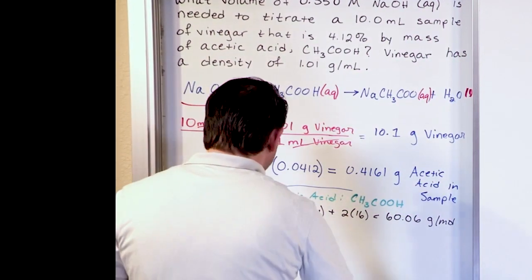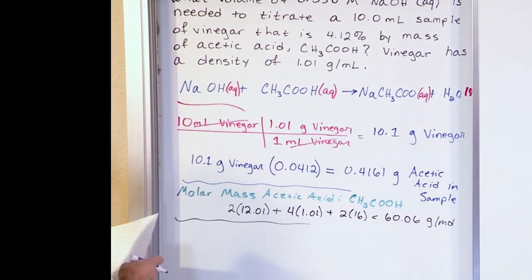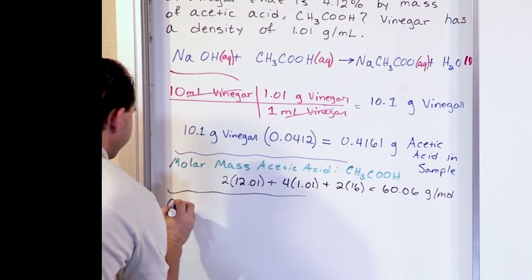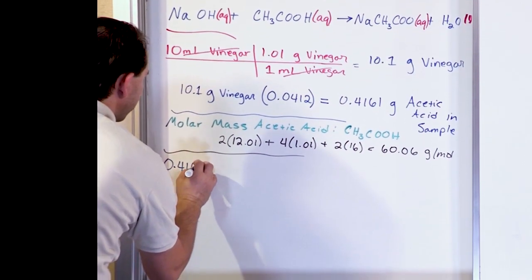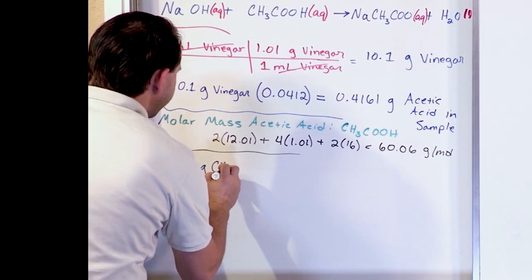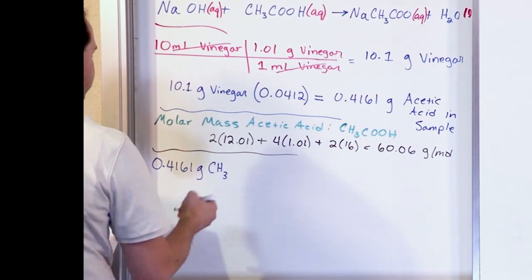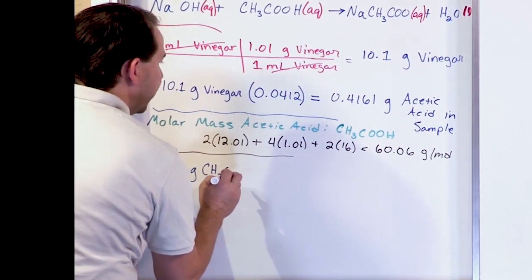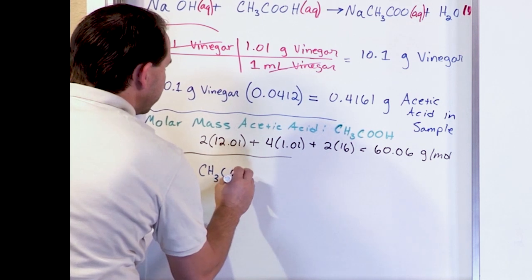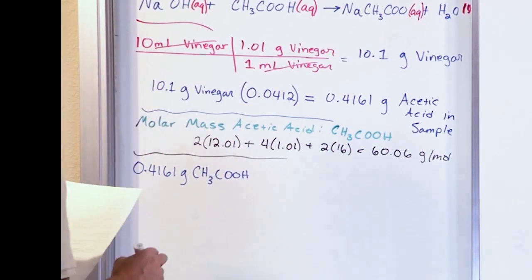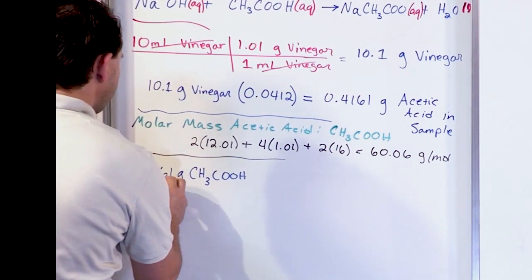All right, so what I'm going to do next is actually start the final calculation. I know how many grams of acetic acid I have, 0.4161 grams. Grams of what? Acetic acid. Let's use the chemistry here, the way to write it down in terms of a chemical formula: CH3COOH. This is acetic acid. It's 0.4161 grams of that acetic acid. That's how much I have.